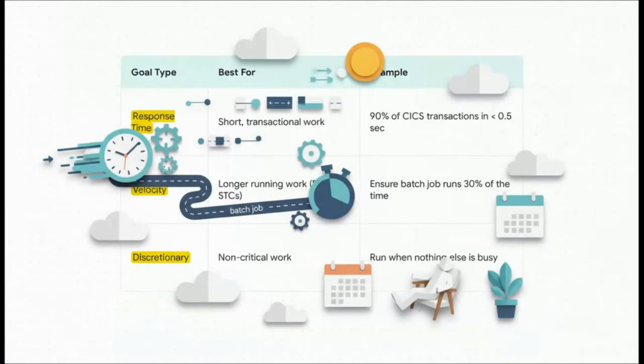Now, picking the right kind of goal for the right kind of work is absolutely crucial. As you can see, for that fast, interactive stuff, you use a response time goal. But for longer-running jobs like batch, that doesn't make sense. So for those, you use a velocity goal. A velocity of 30, for instance, is just you telling WLM, look, whenever this job is ready to run, I want it to be actively using the processor at least 30% of that time. And of course, for anything that's not time critical, you just label it as discretionary.